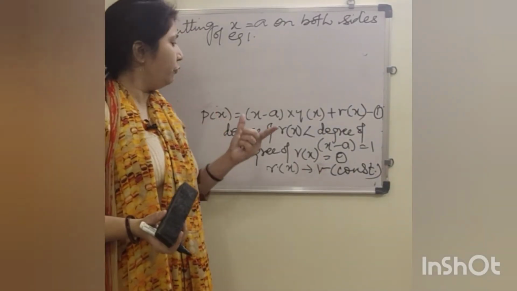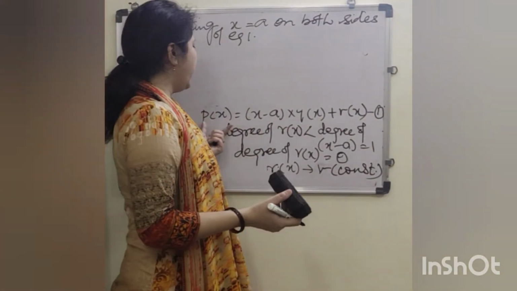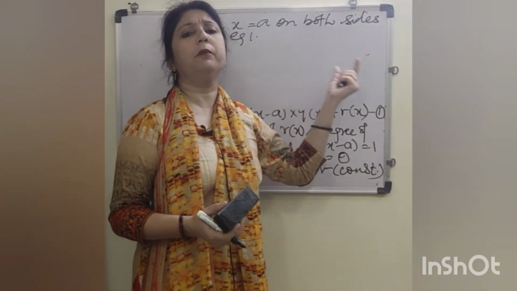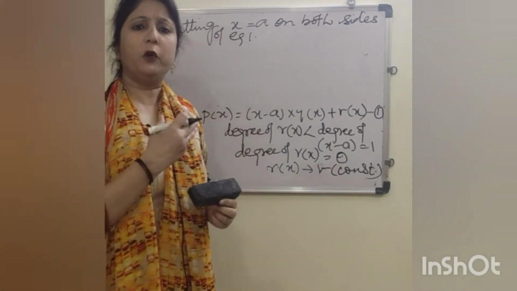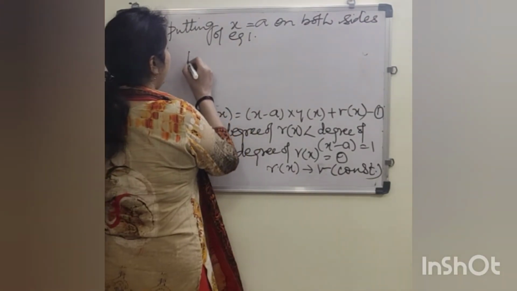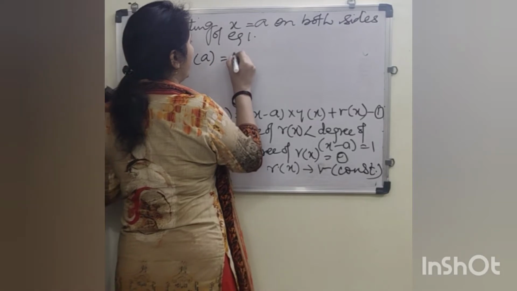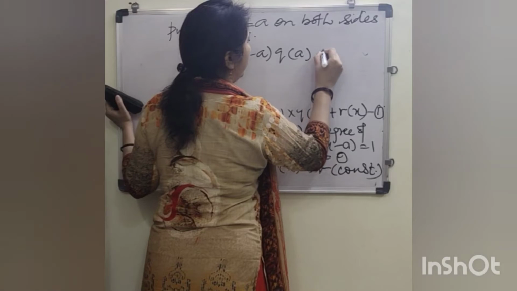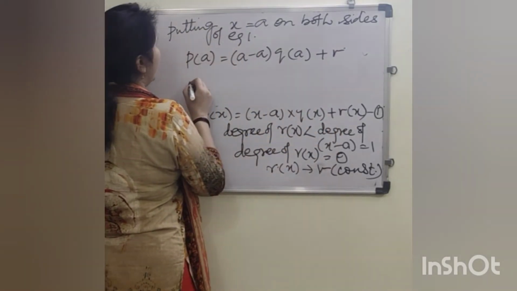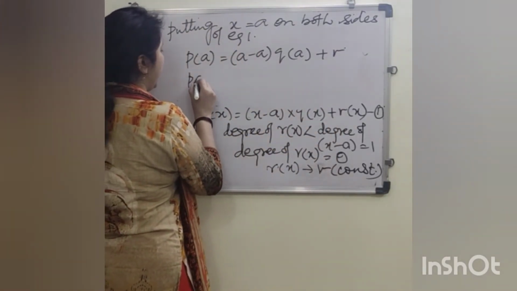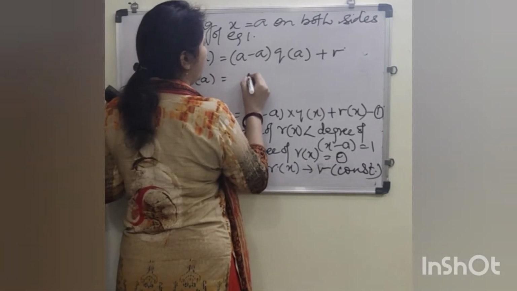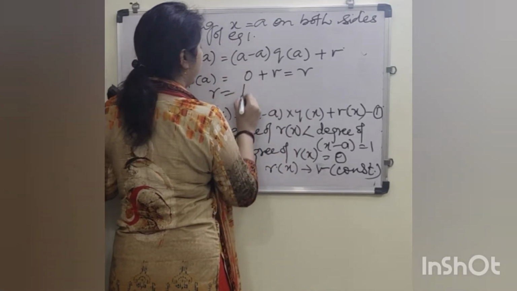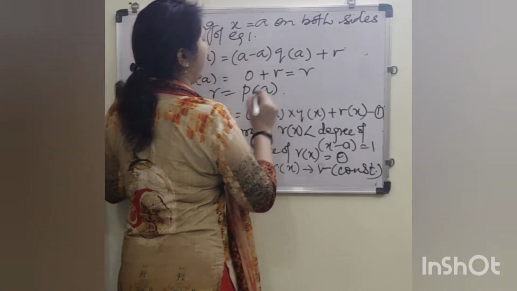Now what we do, we take this equation which we have written as the division algorithm. We put x equal to a on both sides. Let's put and see the result. That means p(a) is equal to (a minus a) into q(a) plus r. So what we have got, p(a) is equal to 0 plus r, that is equal to r. So your remainder is equal to p(a).